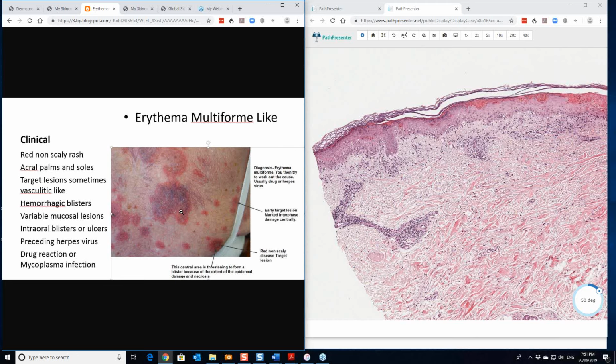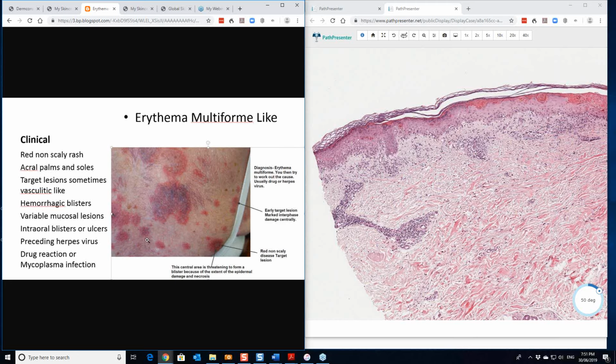Occasionally, erythema multiforme will also involve the lips and other mucosal surfaces. And when it's really severe, it goes by the name of the Stevens-Johnson syndrome. Most cases of erythema multiforme are going to follow a herpes virus infection. Probably about 10 days later, bang, out comes the lesions of erythema multiforme.